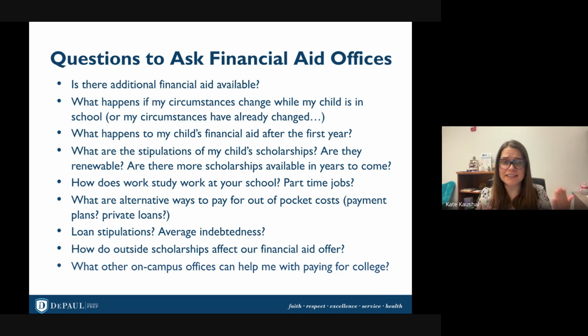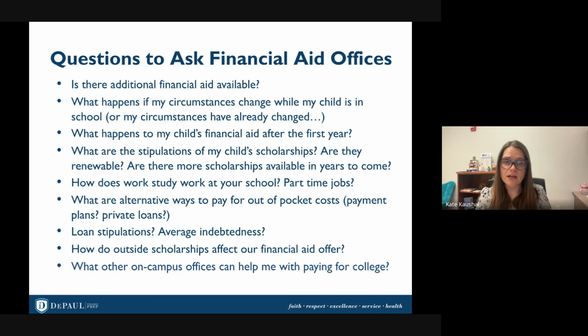Other things that you can find data-wise are average indebtedness. So you can look at college data and see, for school A, are students way more in debt and defaulting on their loans than school B? That might be some helpful information to know before you're making this big financial decision.